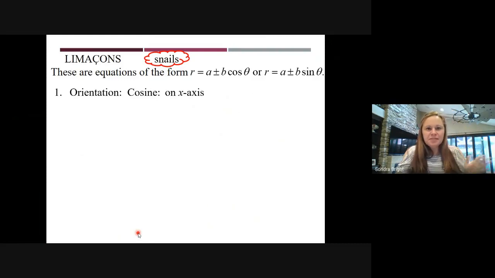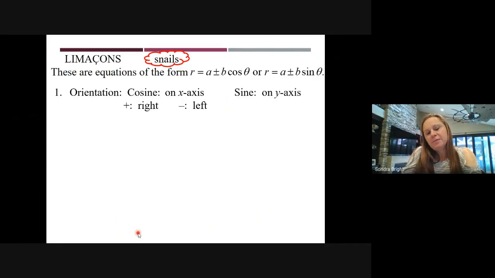Okay, so how do the limaçons work? If it's a cosine, then your main orientation, the longest diameter part, is on the x-axis. If it's a plus sign in between the a and the b, then you'll go to the right of the origin. If it's a negative sign in between a and b, you'll go to the left. If it's a sine, your major part, the longest diameter part, will be on the y-axis. That's where it's oriented. If it's a plus sign between, you'll be above the origin. The largest part will be above, and if it's negative, then the largest part will be down.